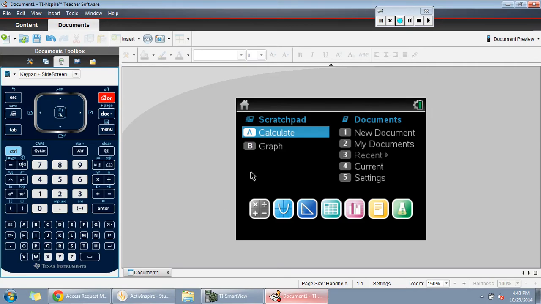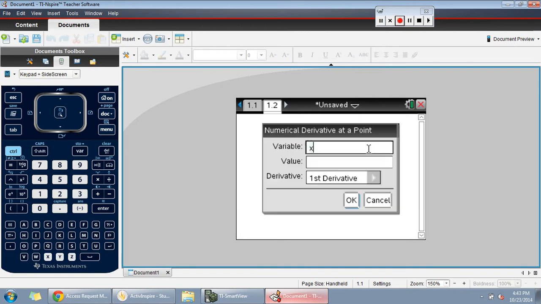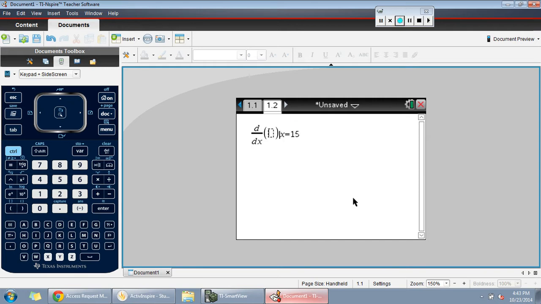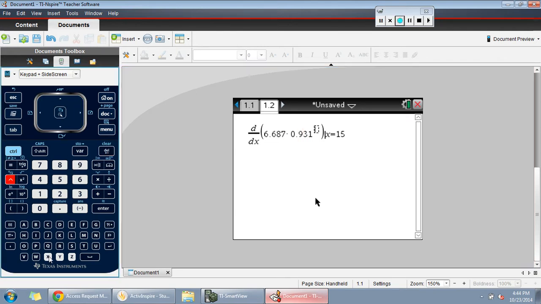If you have the TI Nspire, you would go to Menu, Calculus, numerical derivative at a point. You have x value, you're using the value at 15, and we're going to type in the function 6.687 times 0.931 raised to the x power at 15, and again you get negative 1.64 or negative 1.63.